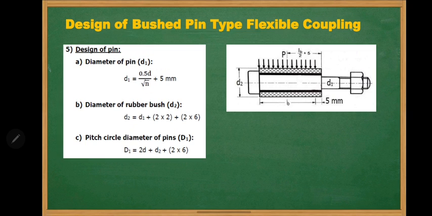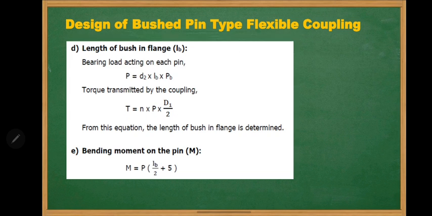Here the moment is calculated about this axis. The force is P, and the distance is lb by 2, but a 5 mm clearance is provided, so the distance becomes lb by 2 plus 5 mm. So the equation of moment is force multiplied by distance, that is P multiplied by (lb by 2 plus 5 mm).